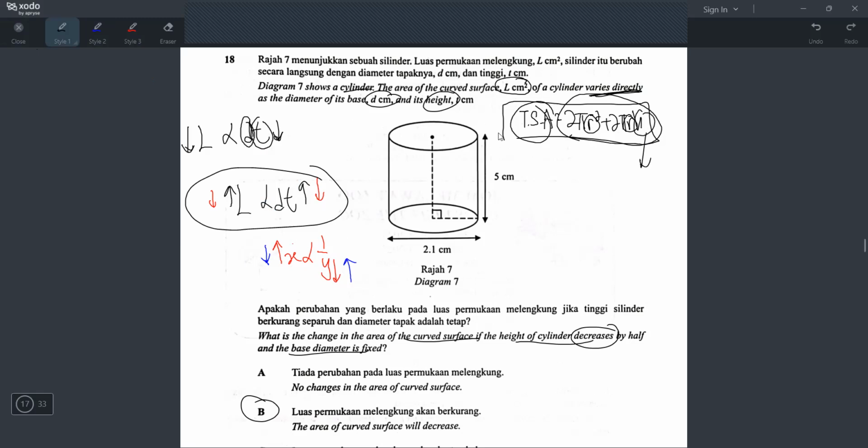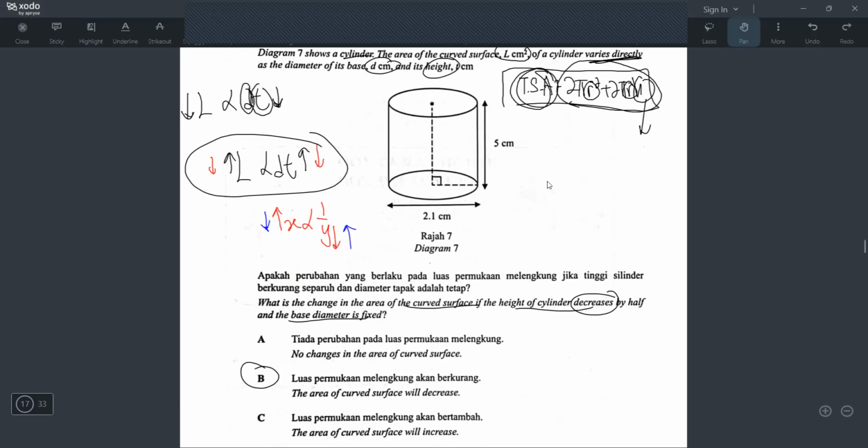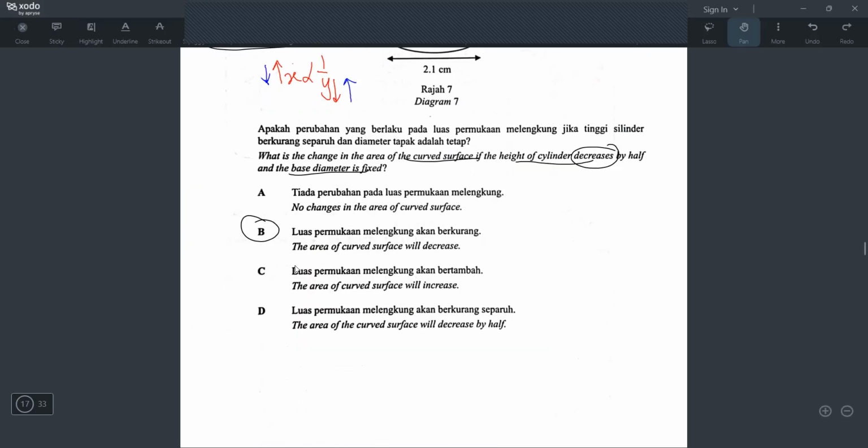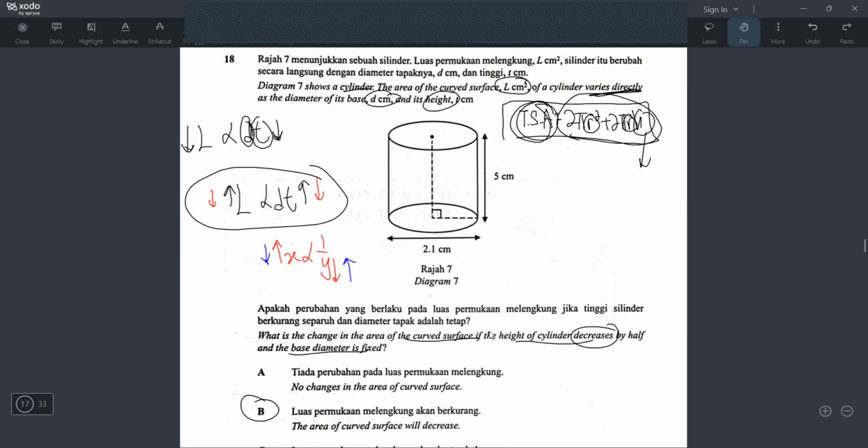Of course, the total surface area will decrease lah because the height punya value sudah jadi kecil. So when the height value decrease, of course the answer you get for your total surface area also will be lesser. So yeah, even if you use logic, you can know the answer is B lah. Okay. A salah because they say no change. C says increase, lagi salah. Area decrease by half. Well, no. I don't think it decreased by half.